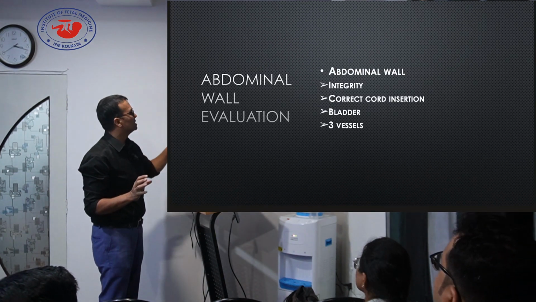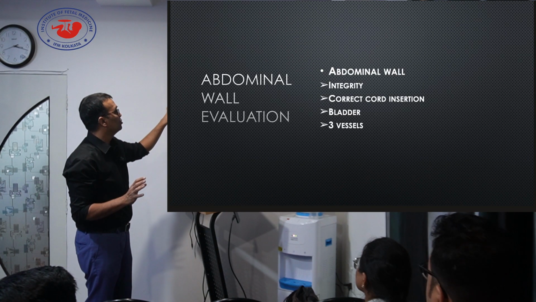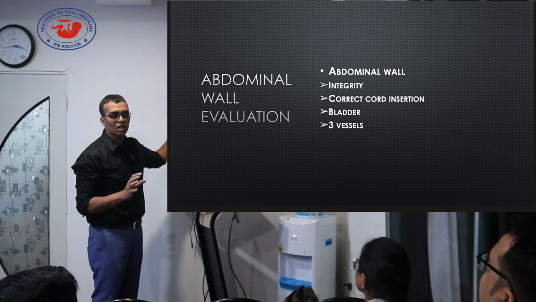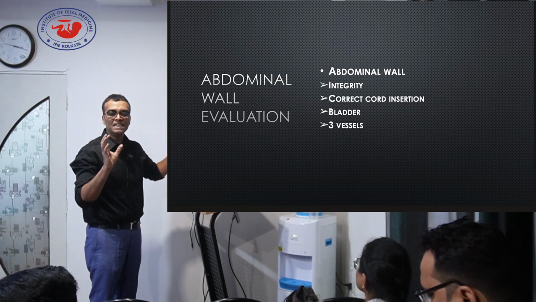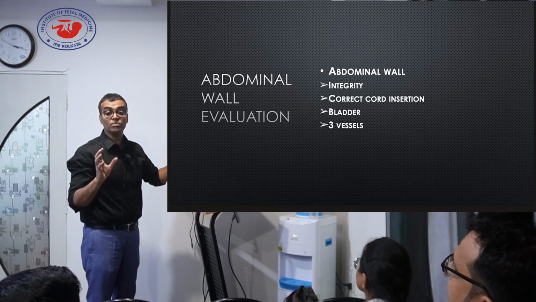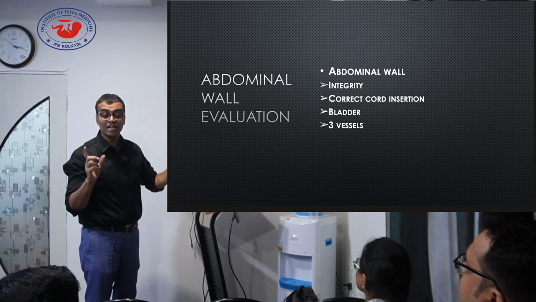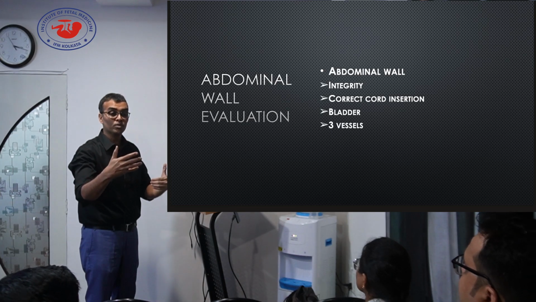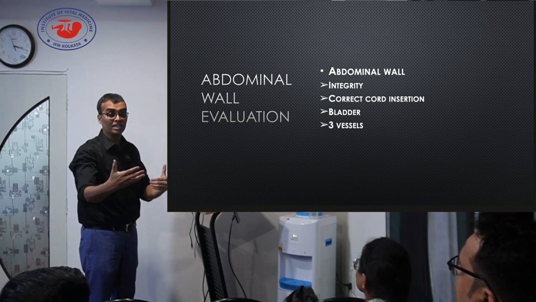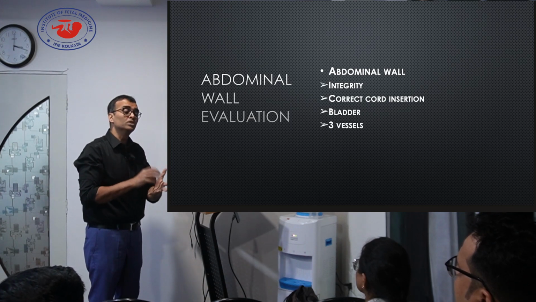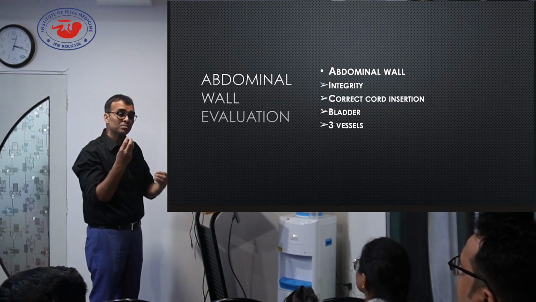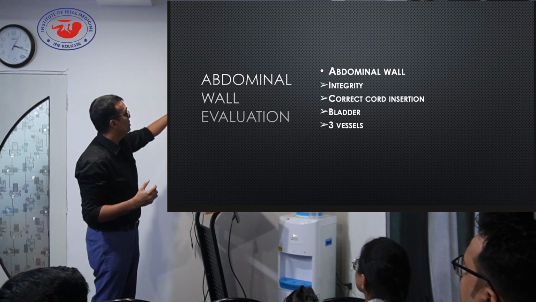The simple rule is we go step by step. How do we evaluate the abdominal wall? Once we start scanning the fetus, we should understand the key steps which will give us a red flag that there may be anterior abdominal wall defects. Sometimes anterior abdominal wall defects will be very glaring, you put the probe and everything is floating, but sometimes it may be very small also. So we have to go step by step.